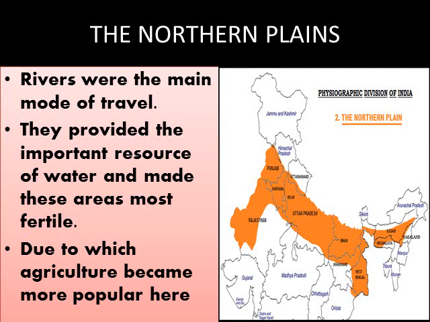And from Uttarakhand, near Gangotri Glacier, is where Ganga originates. Then Ganga has its various tributaries in which Yamuna originates. So a lot of rivers. You can check the first slide. You will see that a lot of rivers are there, and you have to write all these rivers on your map too. ठीक है. So they provided an important source of water and made these areas most fertile.